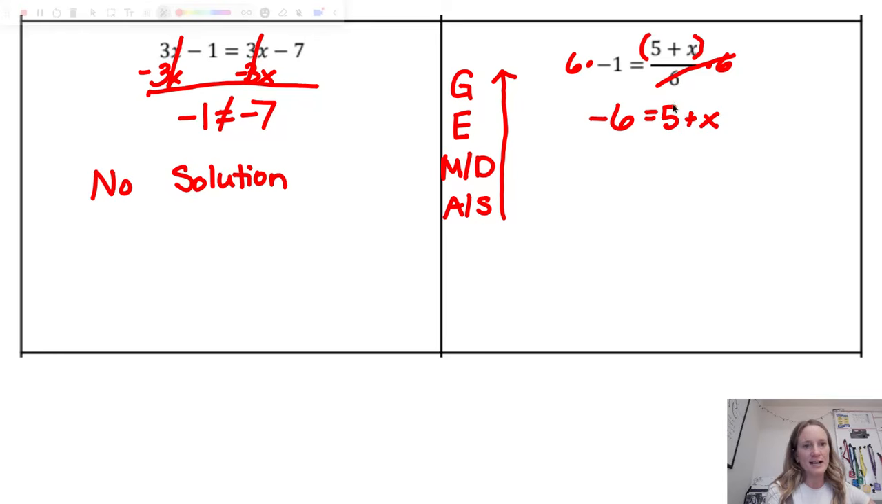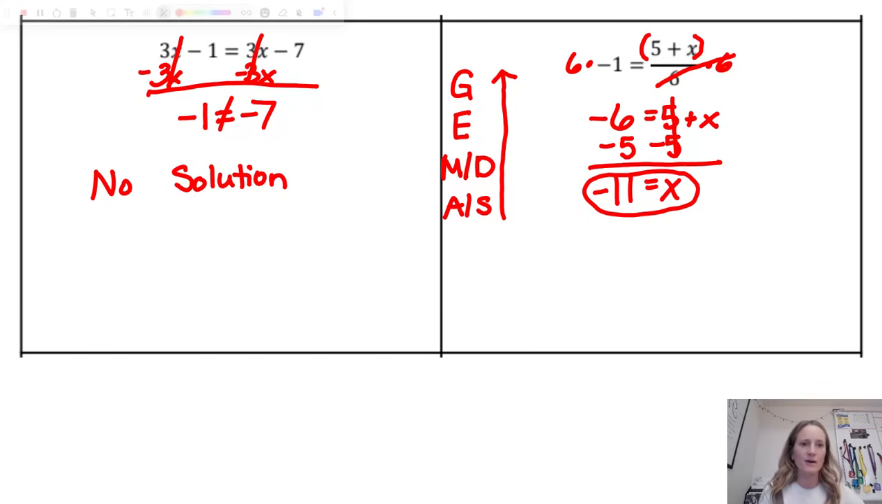So now I just have this 5 being added to the x. This is a positive 5. So that tells me that I need to subtract 5 from both sides. It's not actually this symbol right here that's telling me that I need to subtract. It's the fact that I need to move a positive 5, so I'm going to subtract it. Because 5 minus 5 is 0 and it's gone. That leaves the x all by itself, and -6 minus 5 is -11. So my solution here would be x is equal to -11. And it doesn't matter whether we have -11 equals x or x equals -11, those mean the same thing.